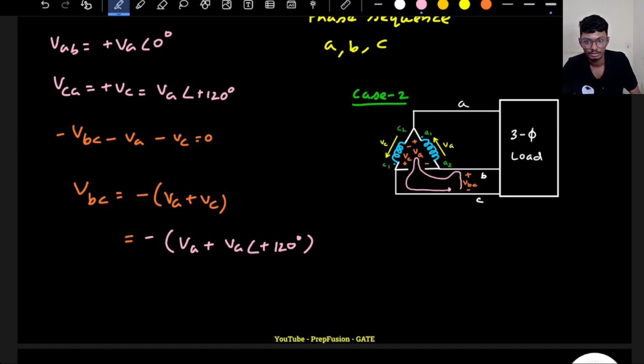Now what will this be equal to? So this will be equal to actually VA only, or no, this will not be equal to VA. So VA is here, and VC will be 120 degrees apart from it.